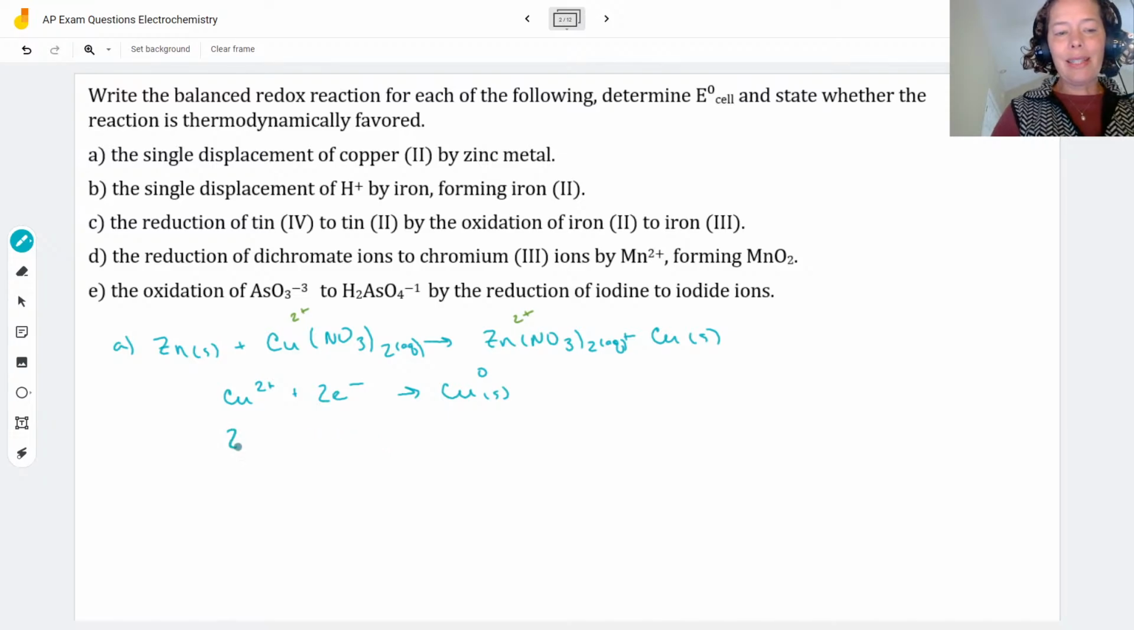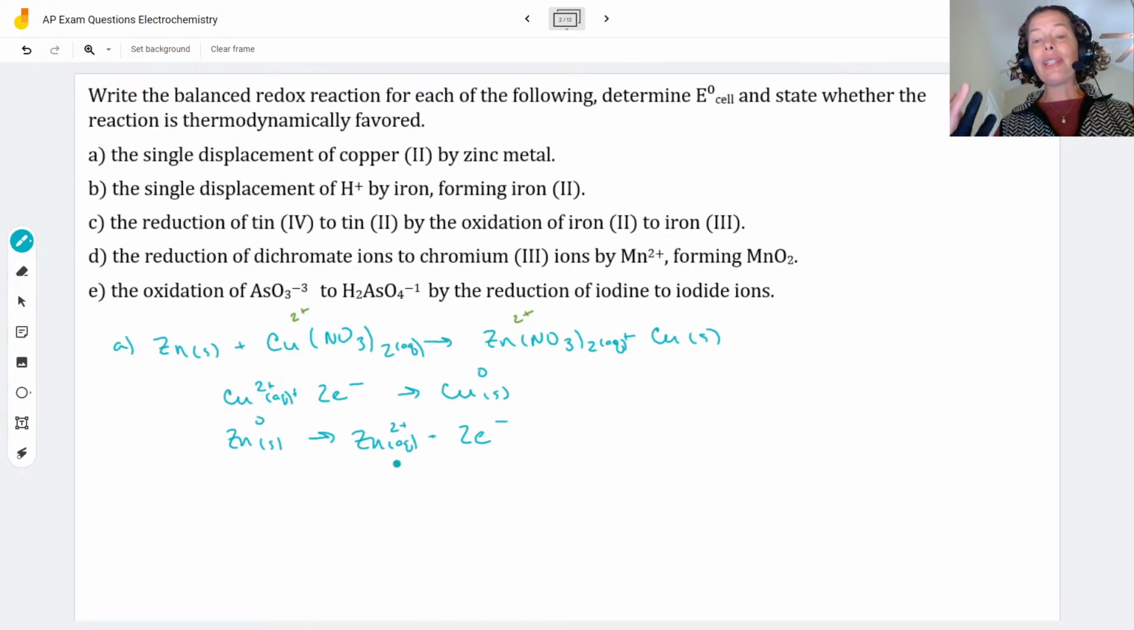And I've got my zinc, which is starting as a solid. Sorry, this should also be written as aqueous. And it is being oxidized to Zn2+ plus 2e-. All right, and that is also aqueous.